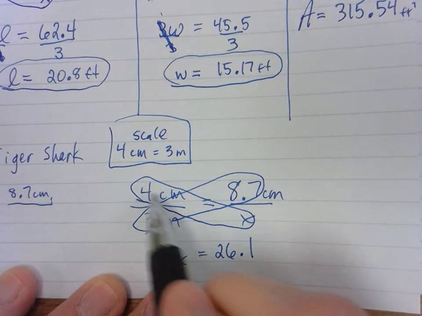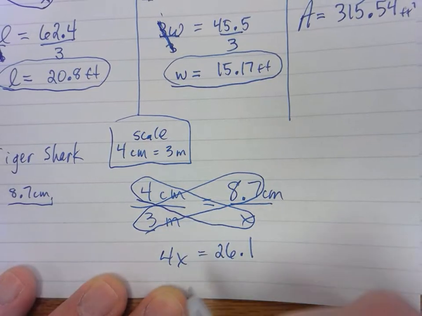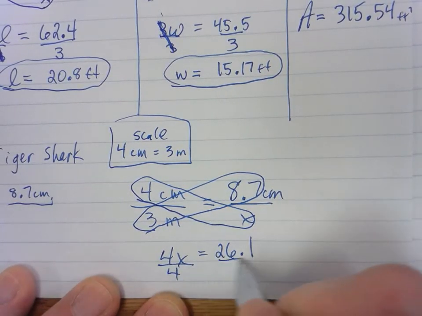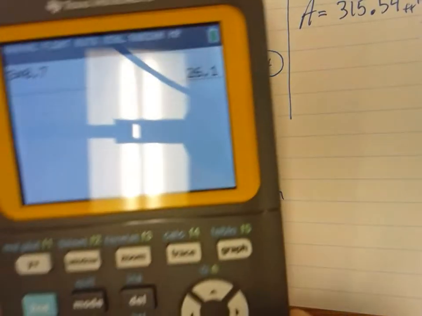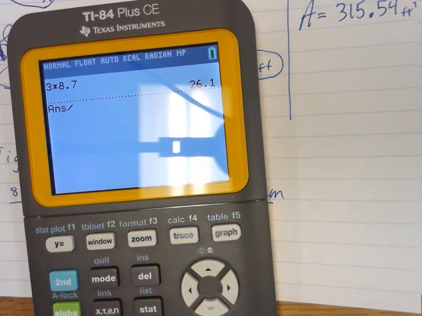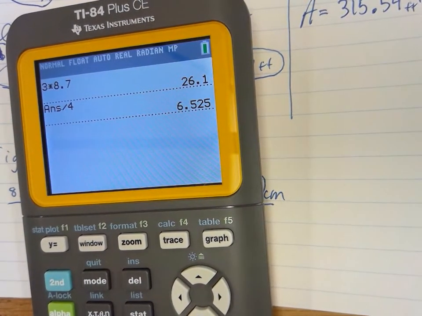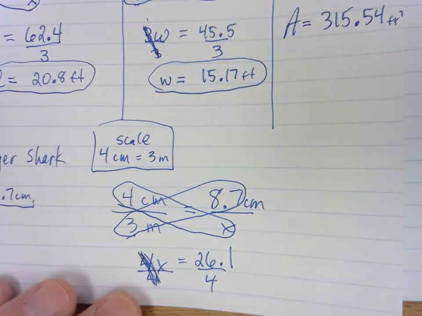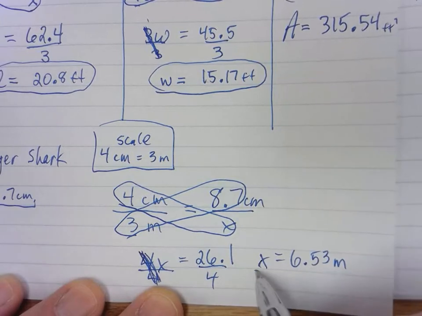So I got 4 times x is 4x, and 3 times 8.7 is 26.1. Now all I have to do to finish that out is divide by 4 on both sides to solve my little one-step equation. So let's take that and divide it by 4, and that means 6.53, if we round it to the hundredths place, 6.53 meters. In real life, that would be how long the tiger shark is.